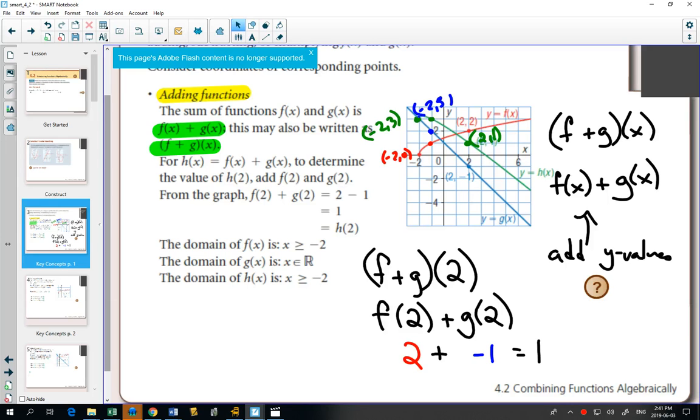Now, the domain of the green function will be greater than or equal to -2, because when adding functions, you can only add things if both of them have y values. And since the red function is only defined when x is bigger than or equal to -2, then the green function is only defined when x is bigger than or equal to -2. That's adding functions.